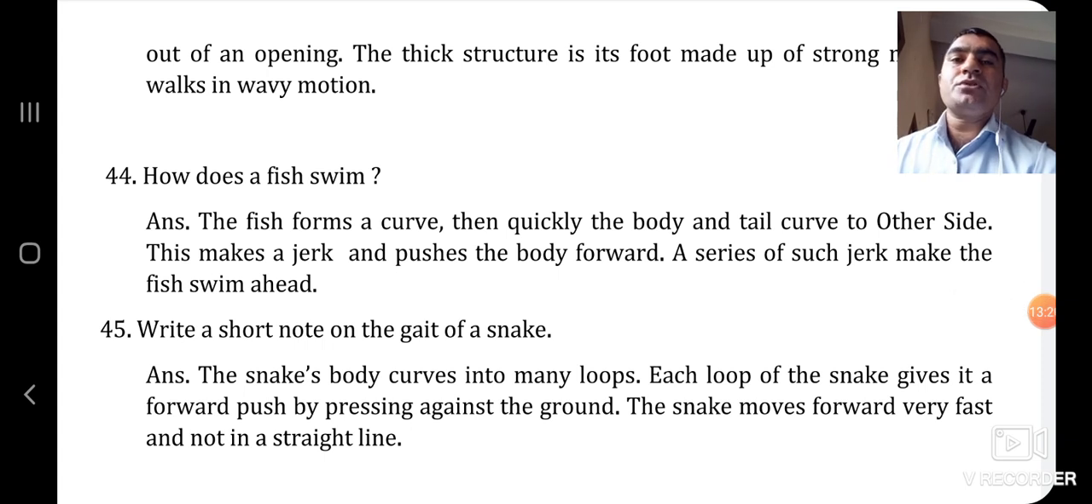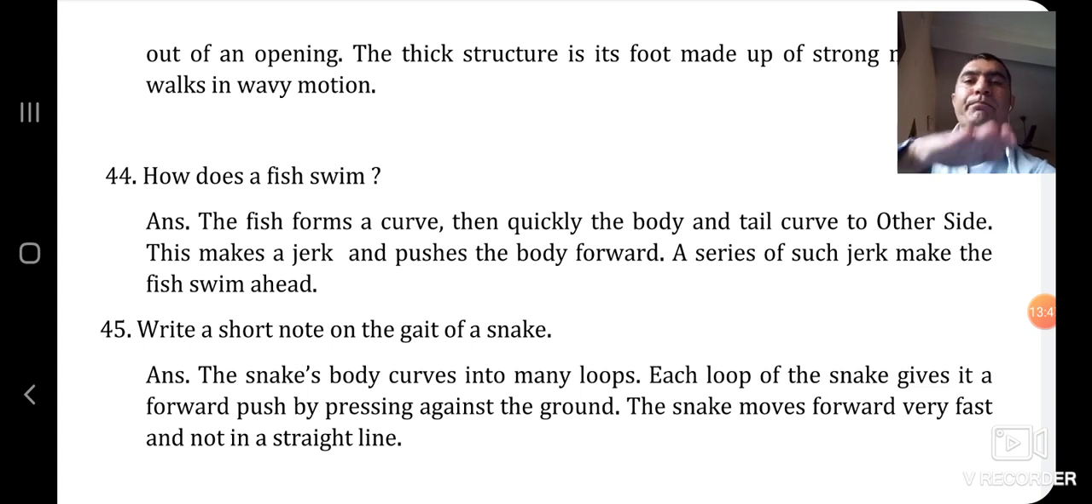And the next question, and the last question of the 2 marks, is: write a short note on the gait of a snake. We have to write briefly how a snake moves. The snake makes loops of its body. Each loop of the snake gives it a forward push by pressing against the ground. By pressing the ground, it moves forward. It cannot move in a straight line. It can run fast, but it cannot move in a straight line. So these are the 2 marks questions.